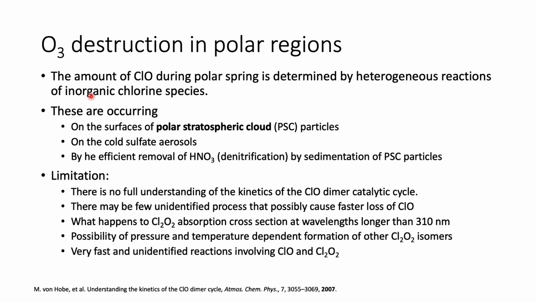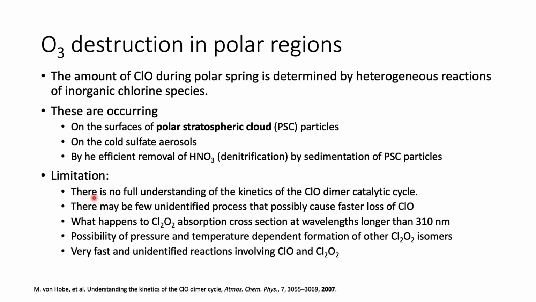So the amount of chlorine oxide during the polar spring is determined by heterogeneous reactions of inorganic chlorine species that we have seen how they are produced. These occur on the surface of the polar stratospheric cloud particles, that is the place where the reactions actually take place. They also take place on cold sulfate aerosols, and by the efficient removal of nitrogen species, denitrification, by sedimentation of PSC particles. So these are all the ways by which the destruction in the polar region occurs.